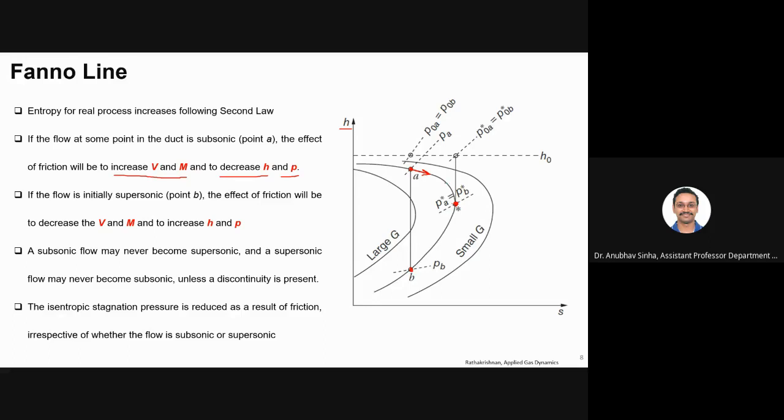Similarly, let us say we are in this supersonic zone. If I go in this direction, because we have to increase entropy following the second law, what will happen to velocity and Mach number? From supersonic, I am approaching a region which has sonic, M equal to 1. So the Mach number has to decrease, then only it will come to 1. So in this path, Mach number is decreasing and velocity is also decreasing. Is it fine?